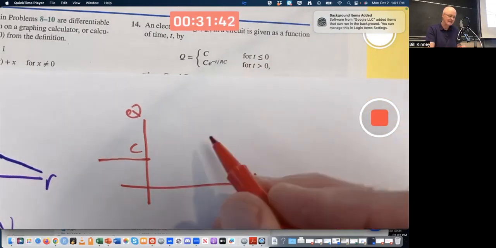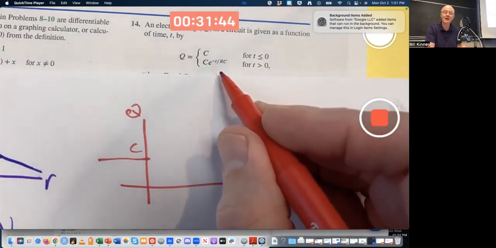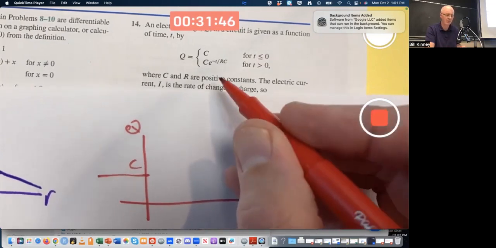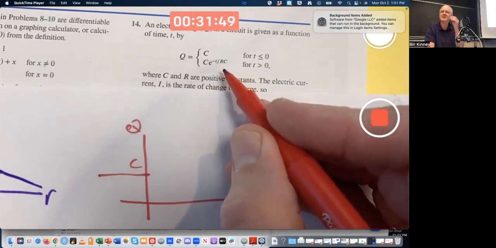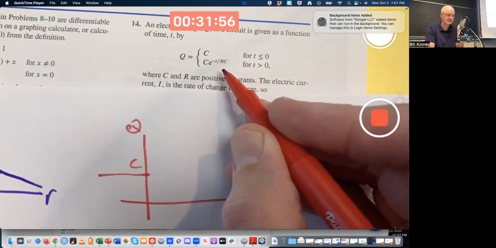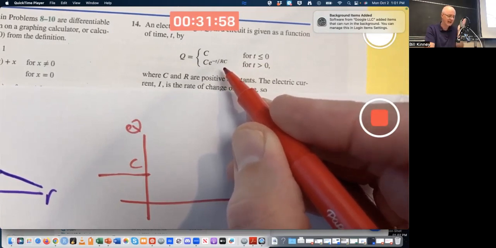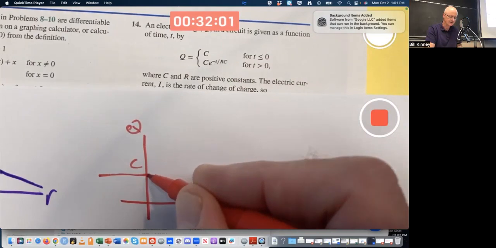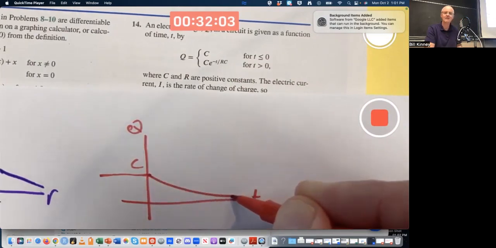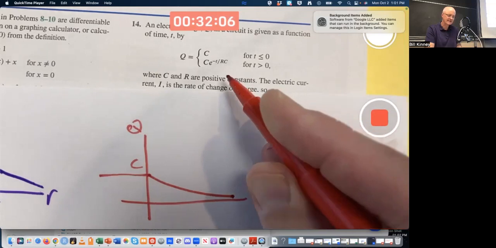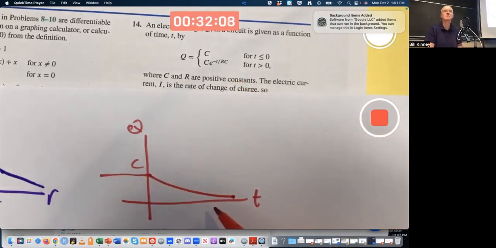Once t becomes positive, then it's exponential decay. R and C are positive constants, so negative t over R times C is effectively a negative constant times t, or t divided by a negative constant. That's exponential decay. As t increases, the graph looks like that. The values of R and C do affect how fast this goes down. How fast is the decay? But you don't need to worry about what R and C are.